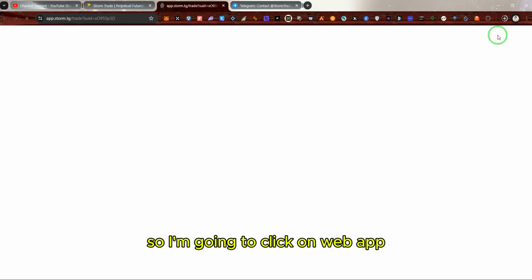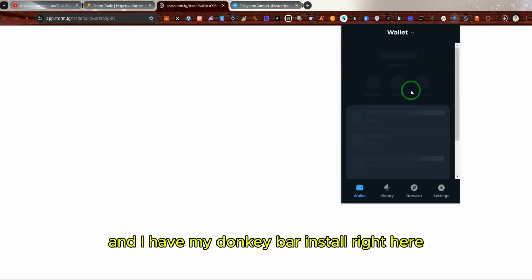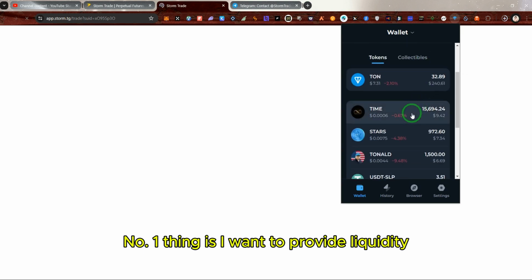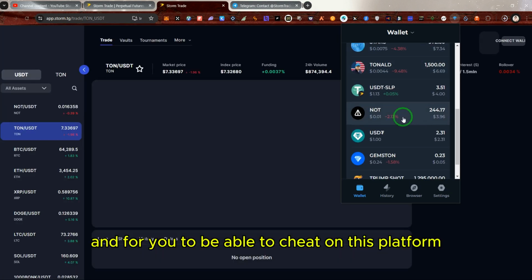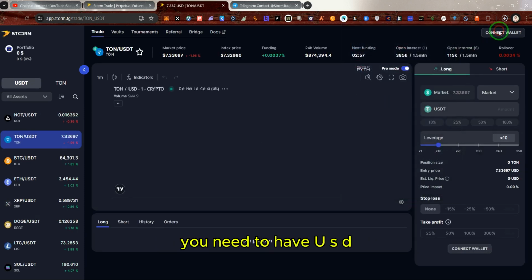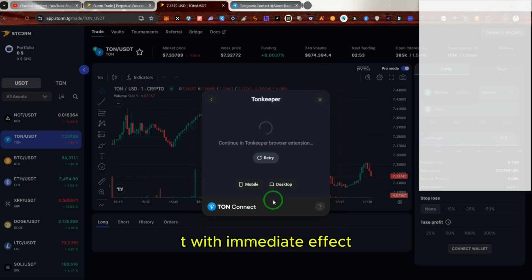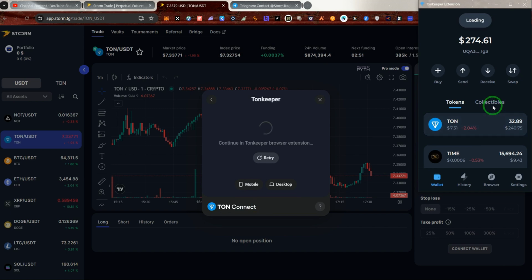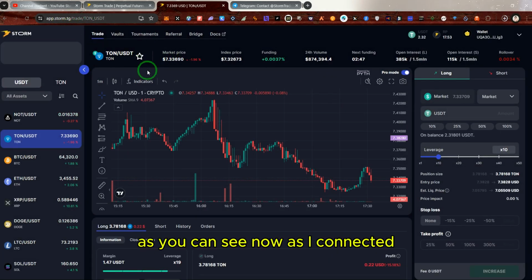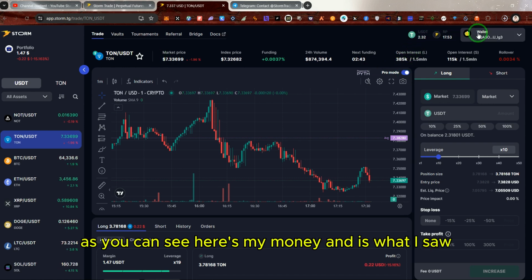I'm going to click on web app, and I have my Keeper installed right here. Number one thing is I want to provide liquidity, and for you to be able to trade on this platform, you have to have USDT. You need to have USDT so you can swap your Thumb to USDT with immediate effect. So let us connect to my Thumb STG.